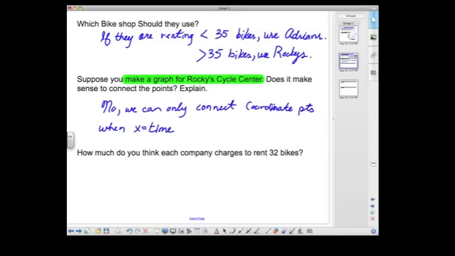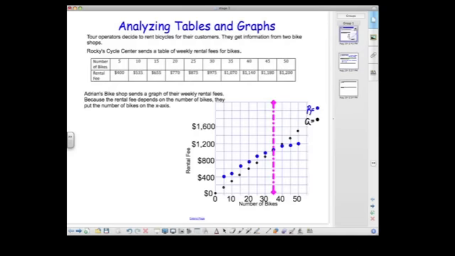The next question says, how much do you think each company charges to rent 32 bikes? And I'm going to do this by going back into my graph and shifting my guideline to the point at which I think it's about 32. Now this is actually kind of silly because there's not an actual data point on 32. So we do need to connect the data points surrounding 32. So from 30 to the 35 mark, we're going to connect the data points for each set of data.